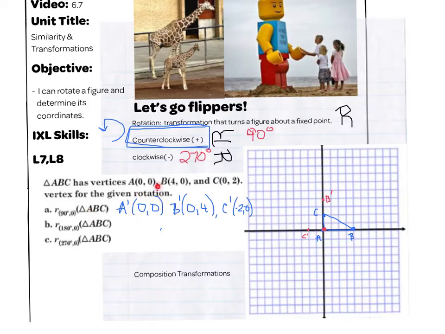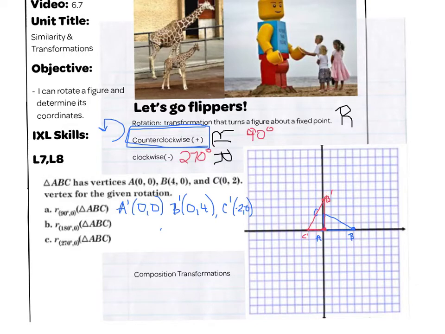But for B, which was at 4, 0, it actually moves to 0, 4. So there it is up here. And C actually moves to negative 2, 0. And if I connect these points, you can clearly see that the triangle has been rotated 90 degrees counterclockwise.